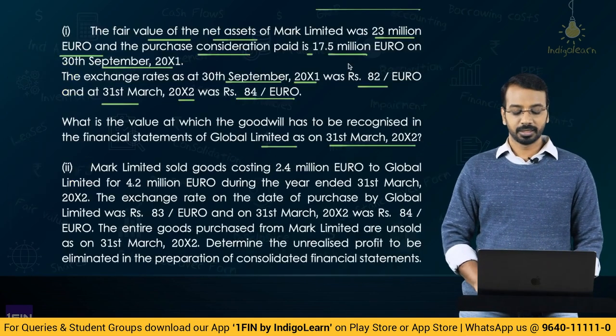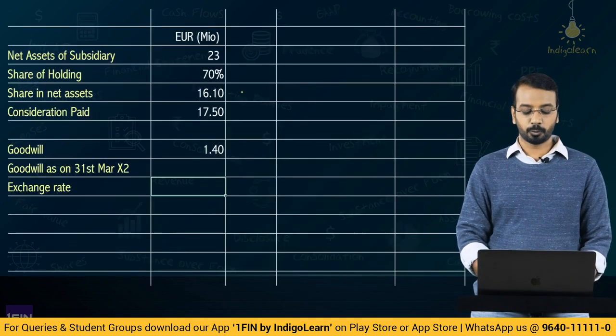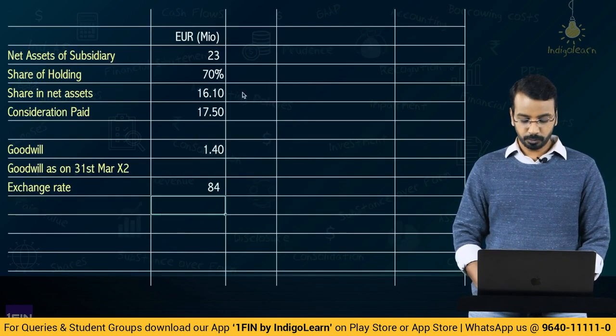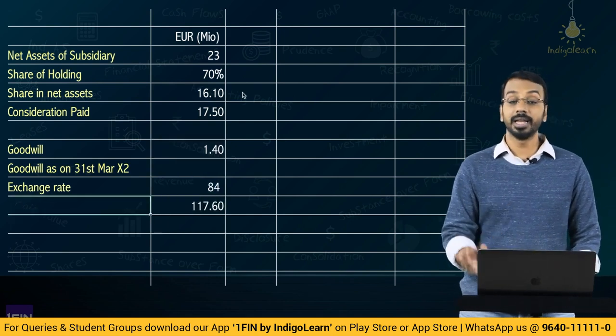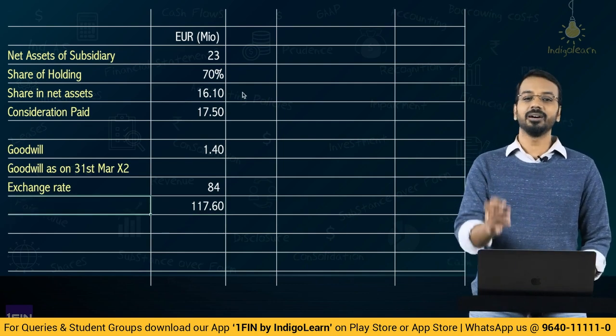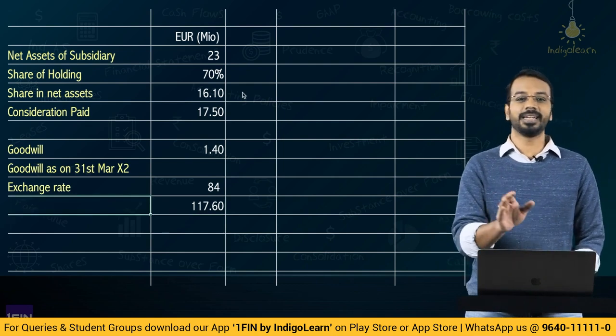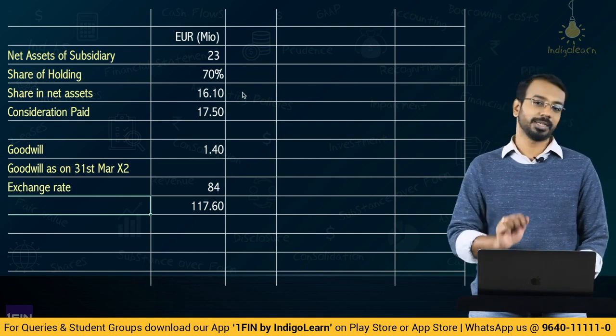What is the closing rate? They have given the closing rate to be 84. So, 1.4 multiplied by 84, you get 117.60. So, this is the value of goodwill to be incorporated in the financial statements, that is the consolidated financial statements of the holding company. Okay.